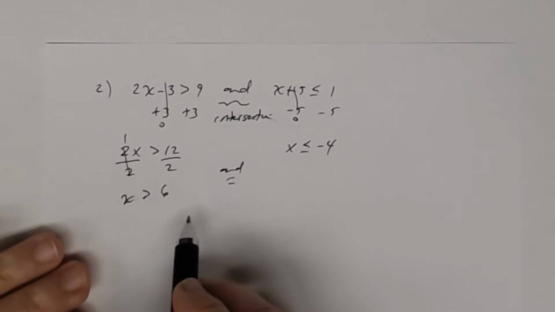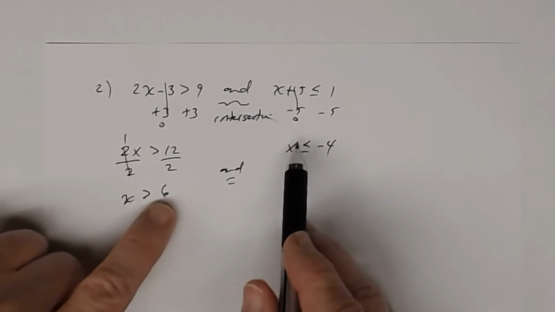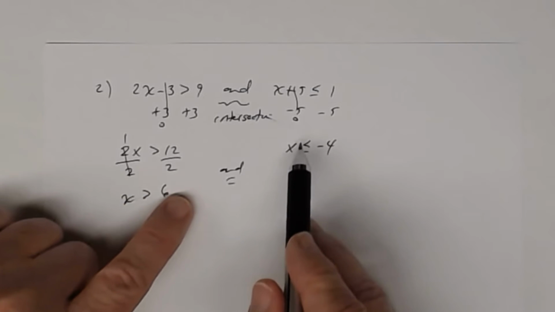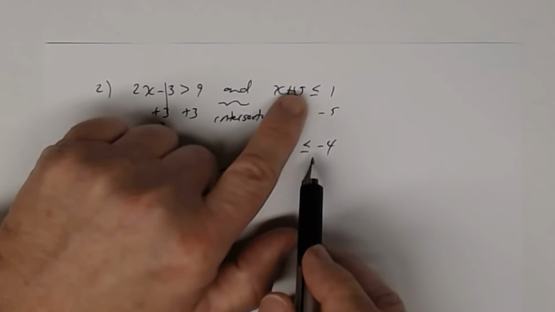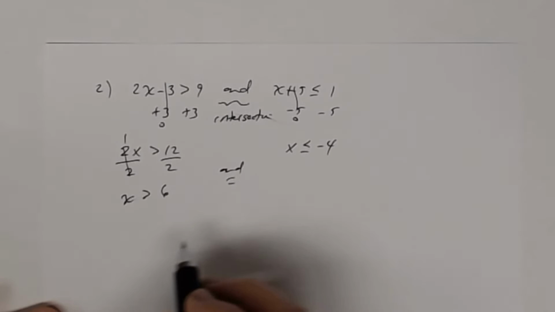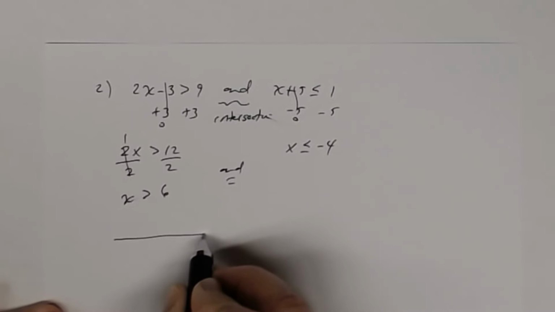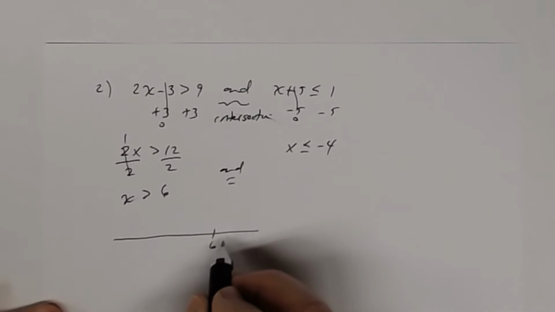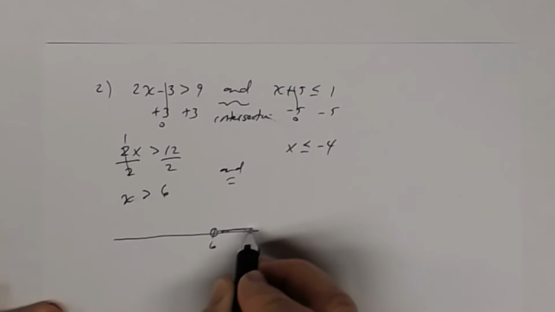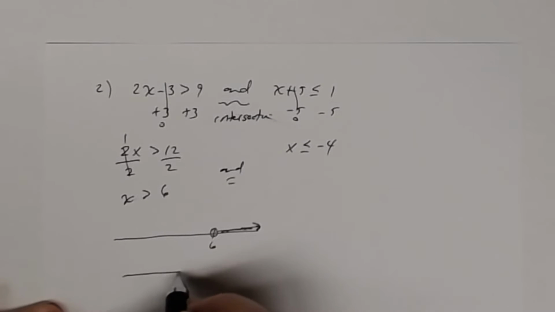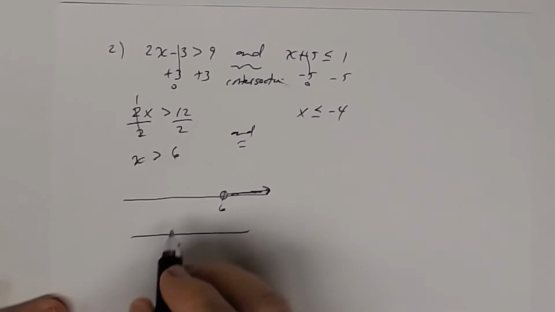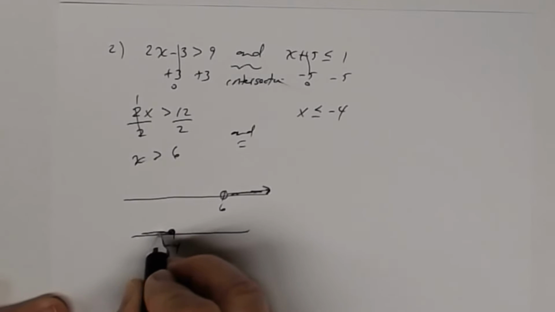So let's graph each one individually. So I'm trying to find what solutions to both of those will make this statement true at the same time. So graph each one individually. So here's 6. We're doing this one first. Open circle going to the right. All right, let's do the next one. Here is negative 4, right? Negative 4. Closed circle, since there's an equal sign, going to the left.